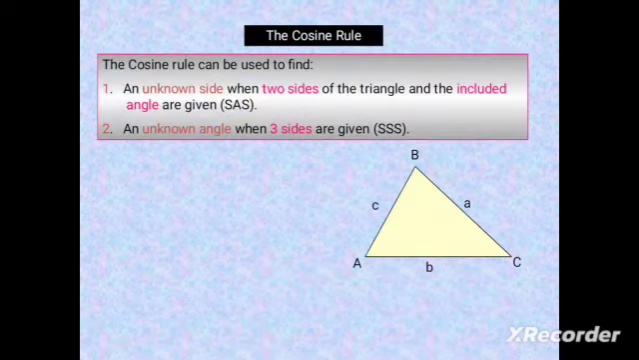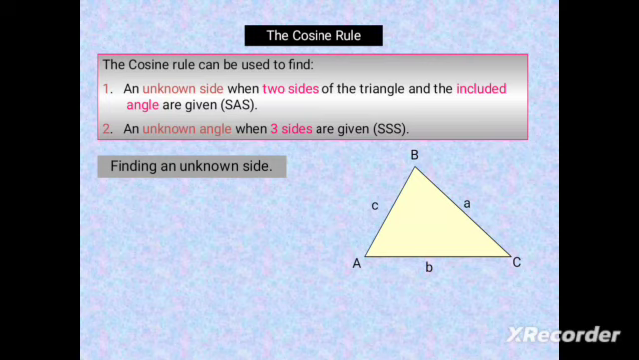Now we are going to look at some key issues on this rule. The cosine rule can be used to find... Now we want to see when the cosine rule can be applied. Number one, an unknown side when two sides of the triangle and the included angle are given, that is SAS. It's a property of congruency. And number two, the cosine rule can also be used to find an unknown angle when the three sides are given. We have that property as SSS, when the three sides are given.